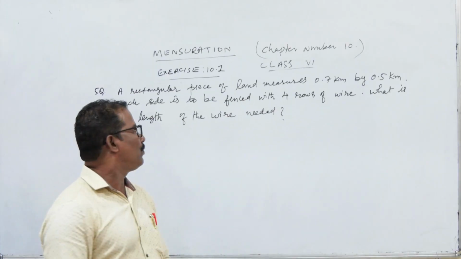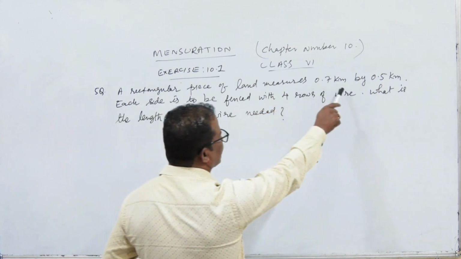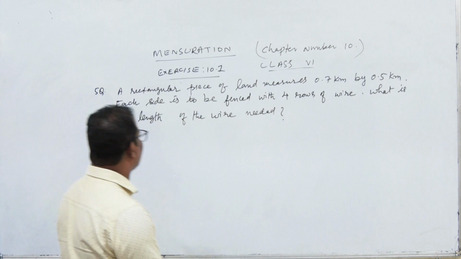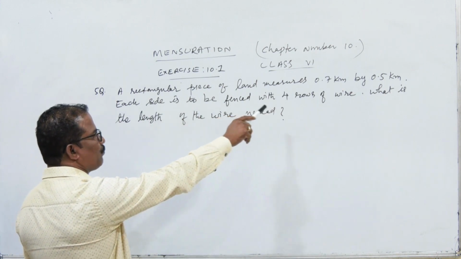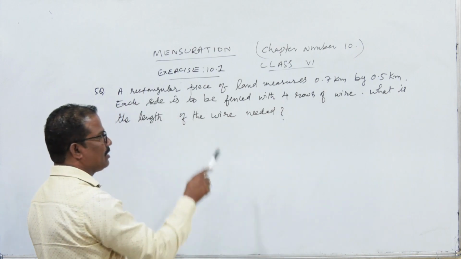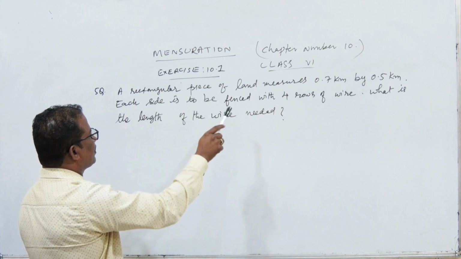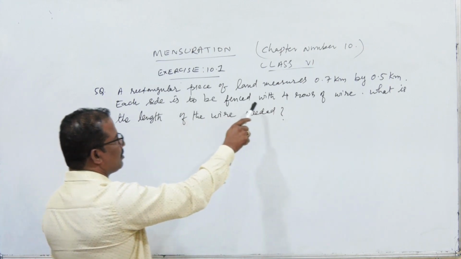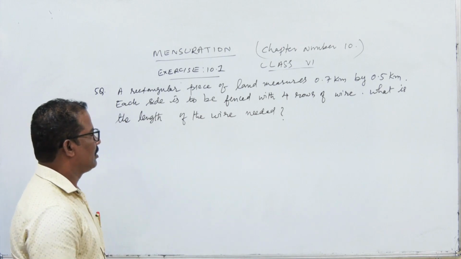Good. Then in question number 5, a rectangular piece of land measures 0.7 kilometer by 0.5 kilometer. These are the measurements of the field. Each side is to be fenced with 4 rows of wire. Fenced means we have to make a railing, that is fencing. So each side is to be fenced with 4 rows of wire. What is the length of the wire needed?